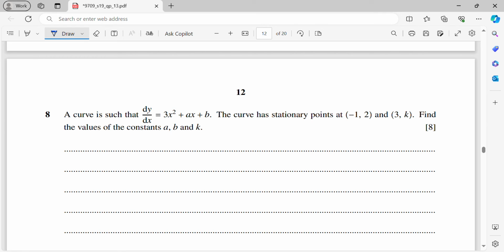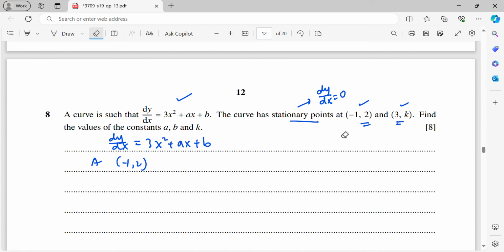Now for question number 8, a curve is such that dy/dx is this expression. Then the curve has two stationary points. Find the values of a, b, and k. So now, because of the stationary points, you should understand that this means dy/dx equals 0 at these 2 points. So now here, I will just write dy/dx equals 3x squared plus ax plus b. So at minus 1, 2, dy/dx equals 0.